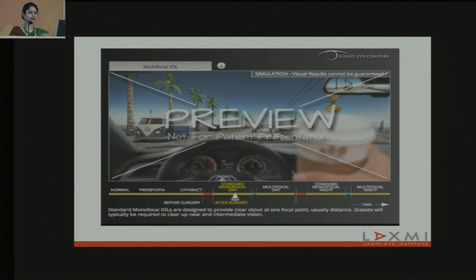His distance gets corrected, not his near, and how after a multifocal IOL implantation both distance and near can be shown clearly. Now this is about a man driving. Similar examples of a man playing or a patient doing his other day-to-day activities are also there on this website.